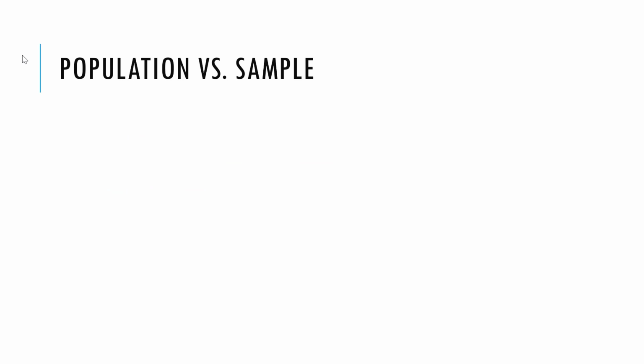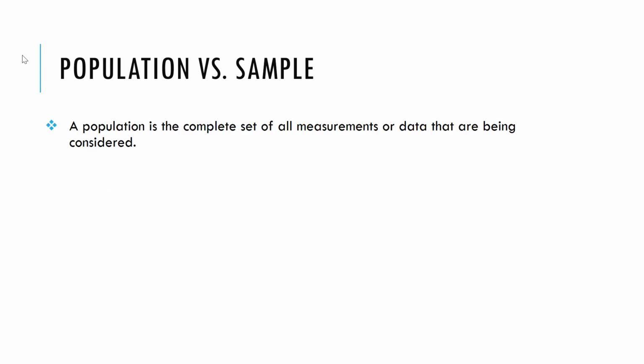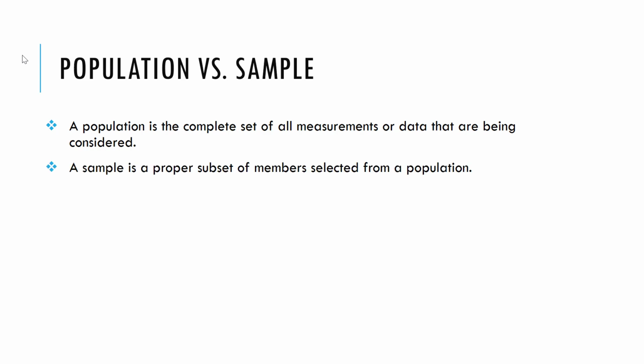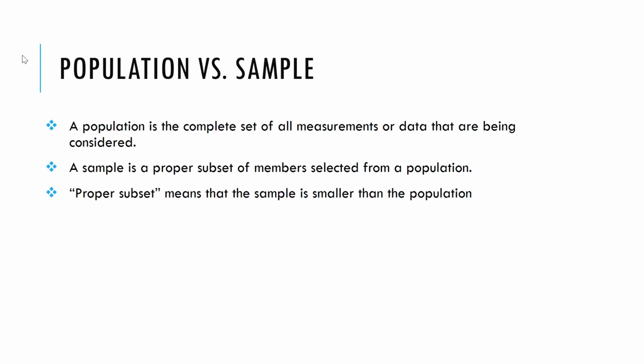First, we need to define the terms population and sample. A population is the complete set of all measurements or data that are being considered. A sample is a proper subset of members selected from a population. This means that the sample is smaller than the population.